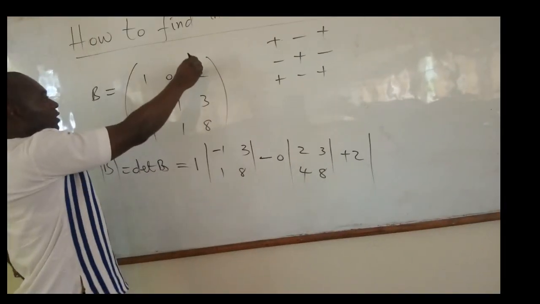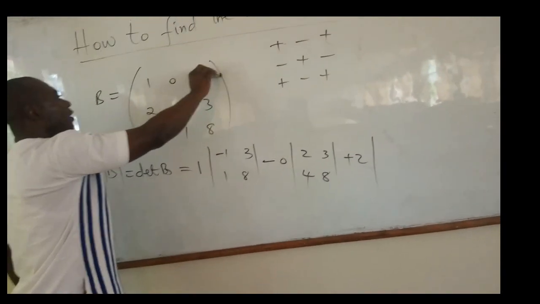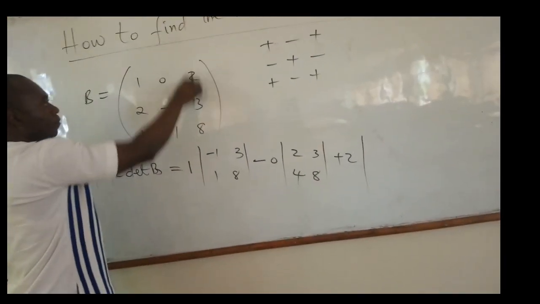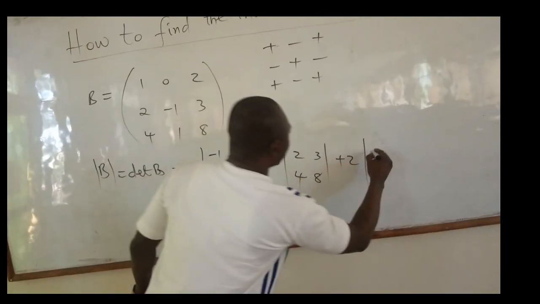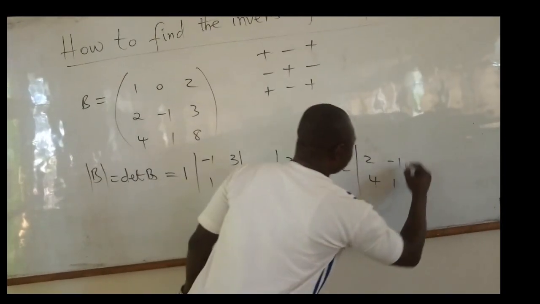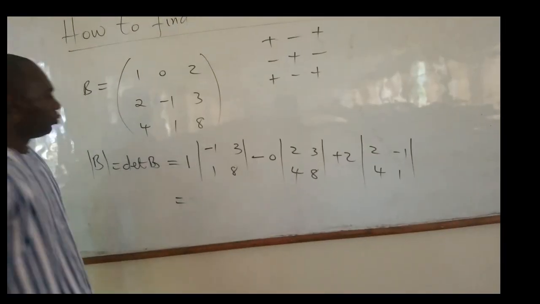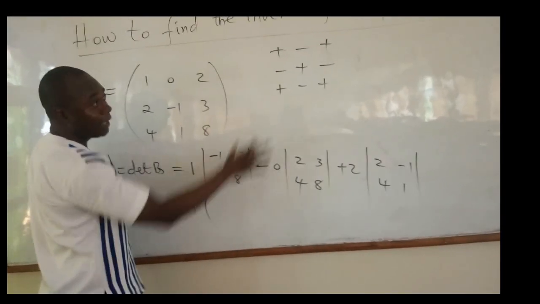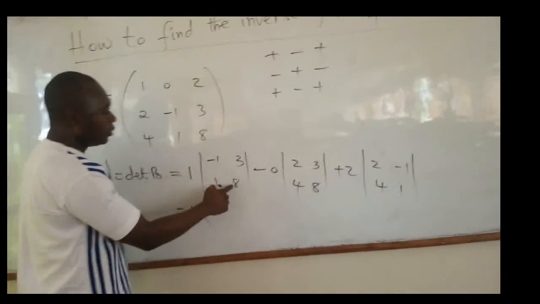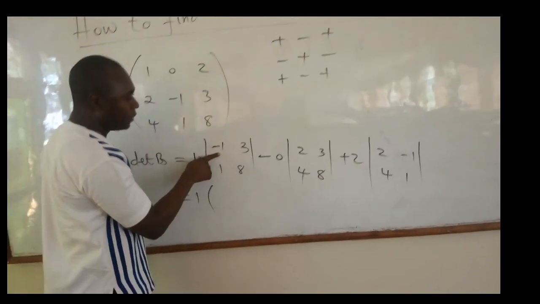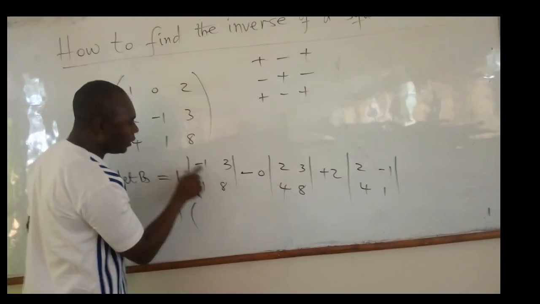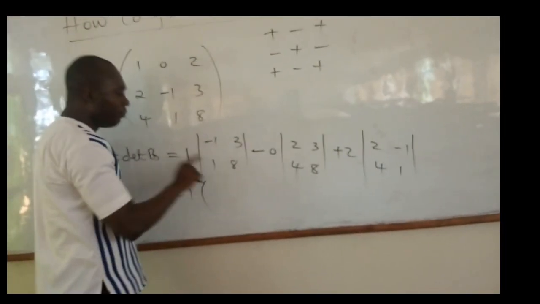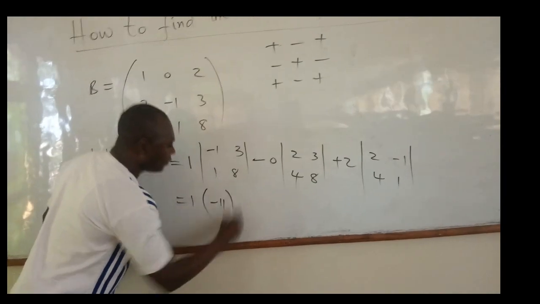And 2 is in the first row, third column. So you cross out all the elements in the first row and all the elements in the third column. When you do that, you'll be left with the matrix 2, negative 1, 4, 1. This is equal to 1, and then we are finding the determinant of the 2 by 2 matrix, as I have already explained. This is 8 times negative 1, which is negative 8, minus 1 times 3, because it is AD minus BC. So this will be negative 11.